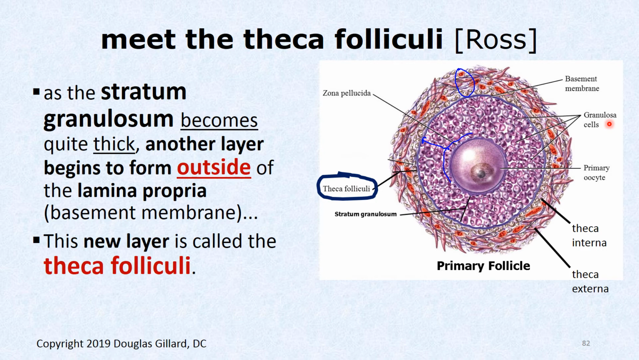So what is that? That is a new layer of cells that, once there are about 10 layers, starts to form. And that's called the theca folliculi layer. Oh, here it is right here. I even circled it in PowerPoint. Theca folliculi is now there. So we have a pretty developed primary follicle at this point.